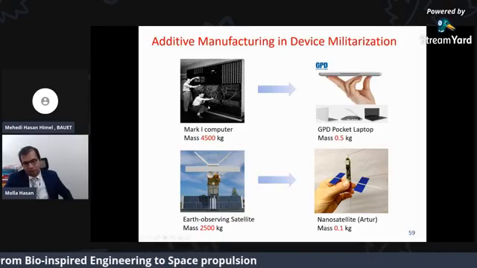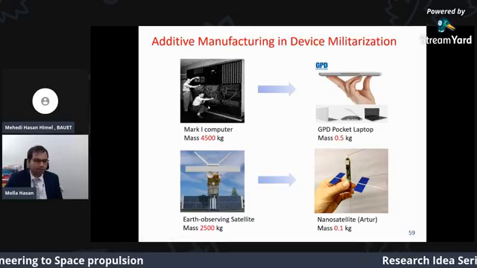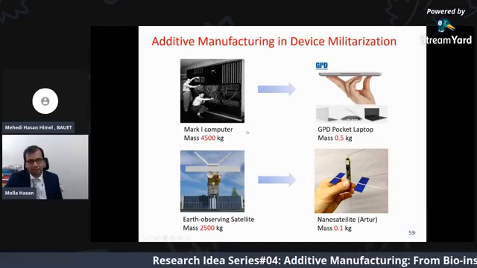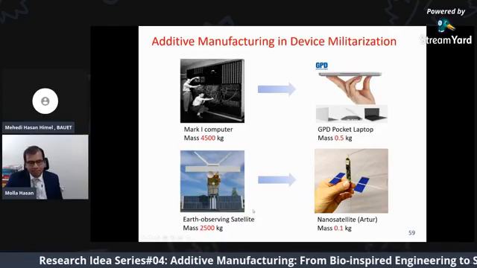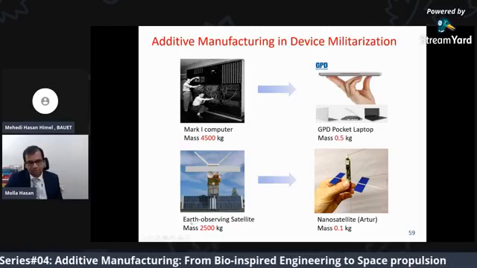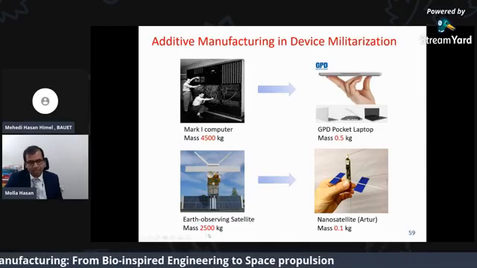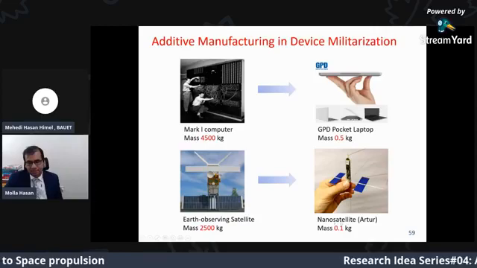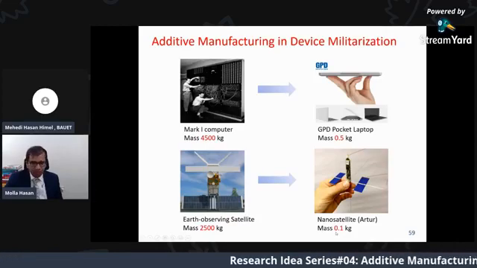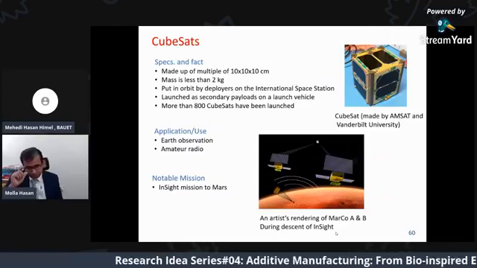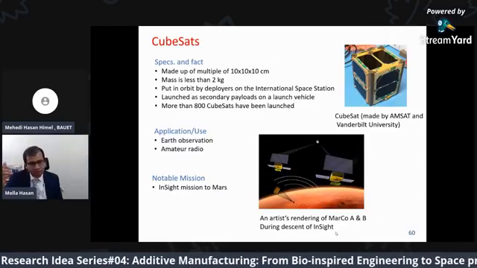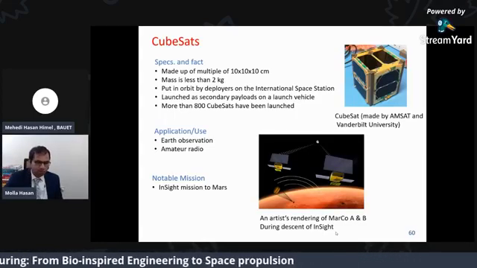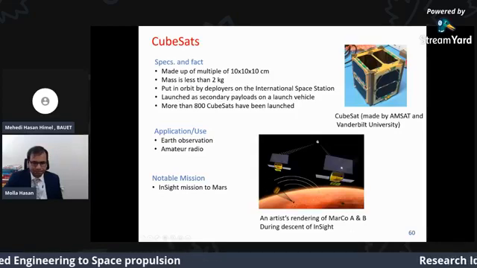So as you see, we saw a revolution in electronics, in solid state physics, and the devices have miniaturized a lot. And a similar trend is observed in satellites. This is an Earth observing satellite, which is again 2,500 kg, and this is a nano satellite, which is only 0.1 kg. Now there are small satellites like this that are now in action in space.